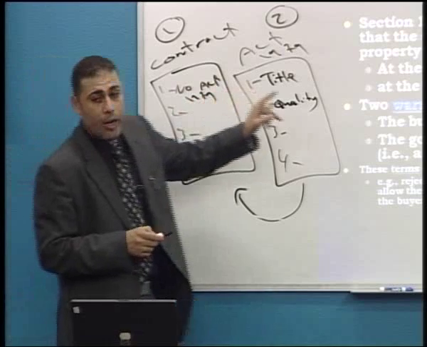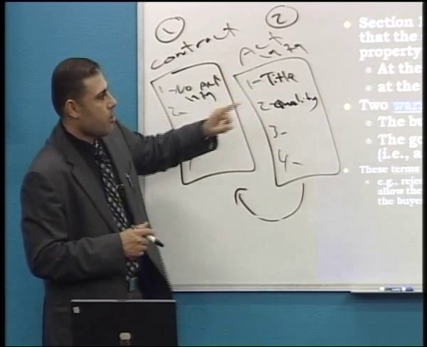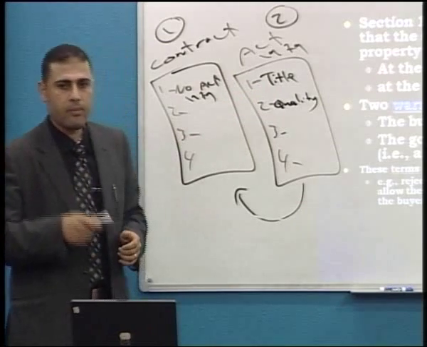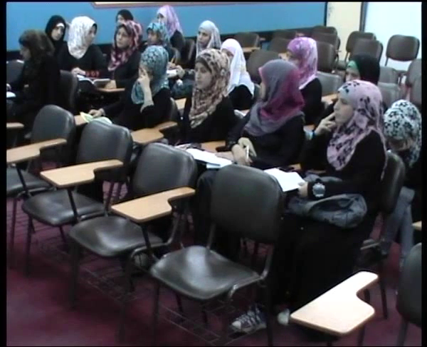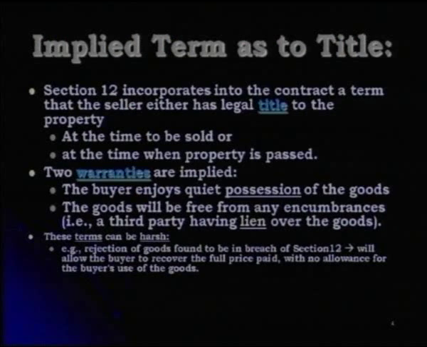Now, Section 12 in the 1979 Act, what does it say? Go on. Mushtaha? Can you read it? Section 12 incorporates into the contract a term that the seller either has the legal title to the property at the time to be sold or at the time when property is passed.